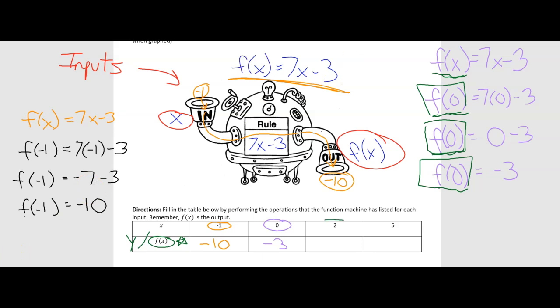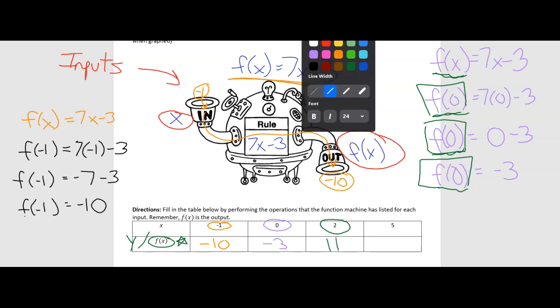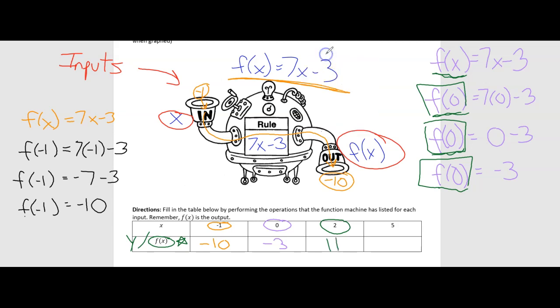All right, so if you substitute in 2 into your function, you should get 11. And if you substitute in 5, you should get 32. So again, this is just called evaluating a function for a specific input. If they give us a number to input into a function, we perform all the required operations and we are left with an output. Let's see what's on the next page.